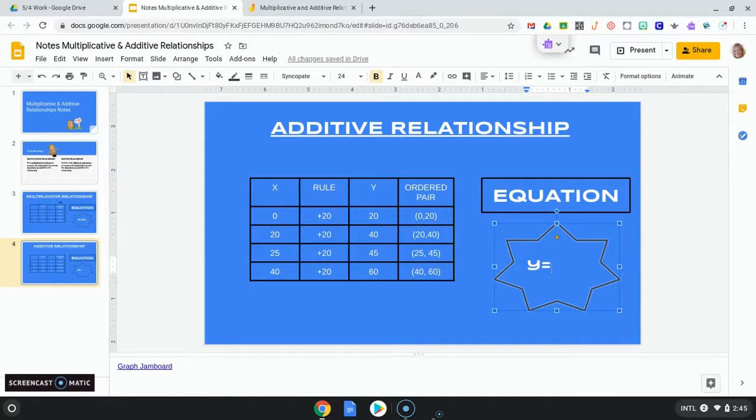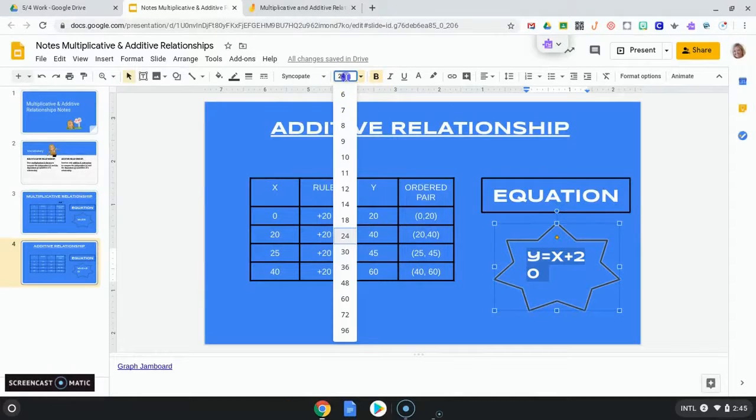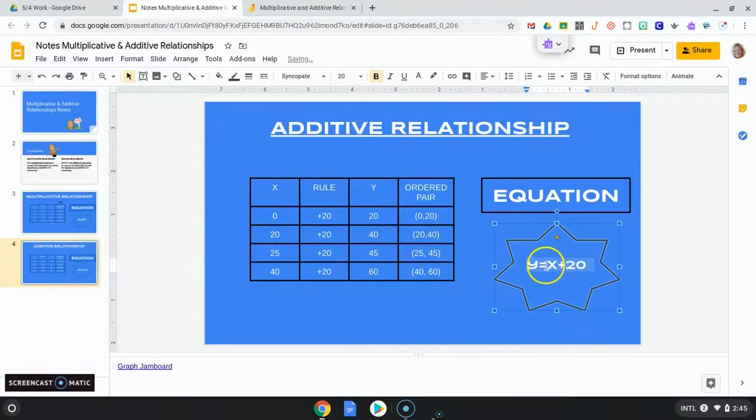And then I'm going to take my rule, which is x plus, and then my rule is 20. So it's x plus 20. So that's my rule. So there's my rule: y equals x plus 20. So I can plug in any number here for x and figure out what my y value would be.